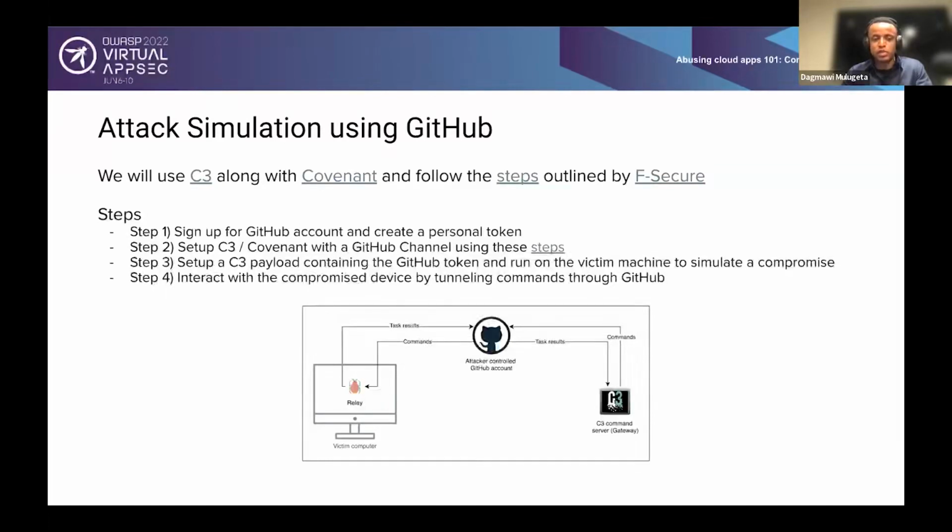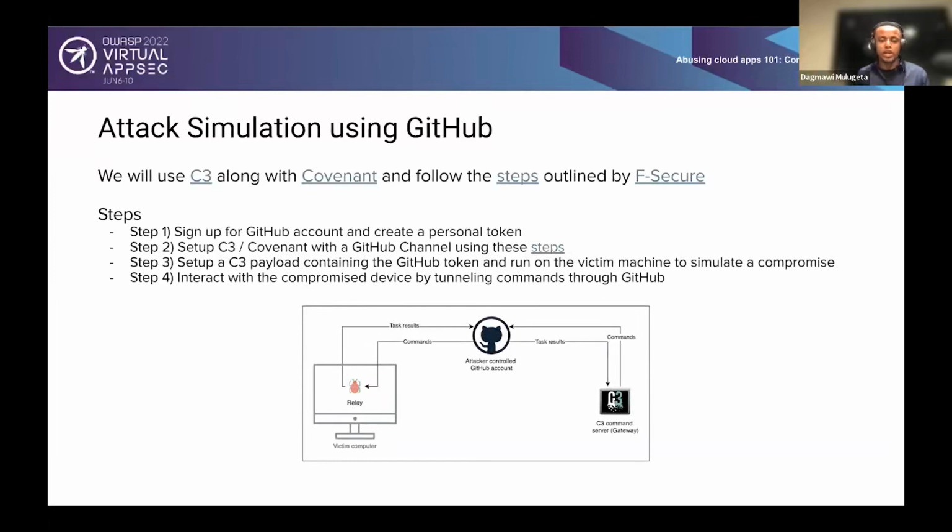These 4 steps are: firstly, we're going to sign up for a GitHub account and create an access token, or personal token. Once we have that, we're going to set up C3 and Covenant with a GitHub channel, using the steps outlined by AppSecEU. Those steps are much more detailed: clone this repo, set it up this way, pass these configuration parameters, etc. We're going to follow those steps to set up C3 and Covenant.